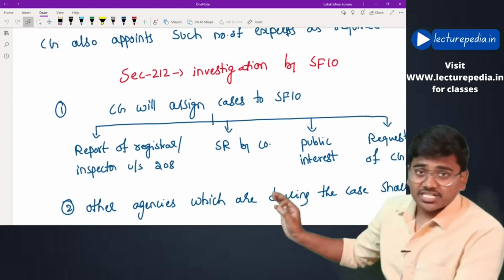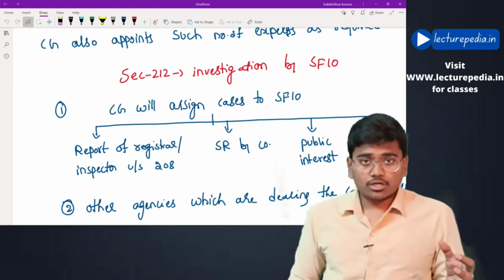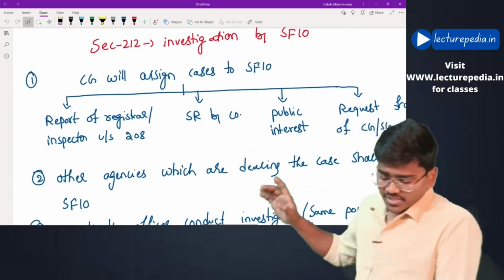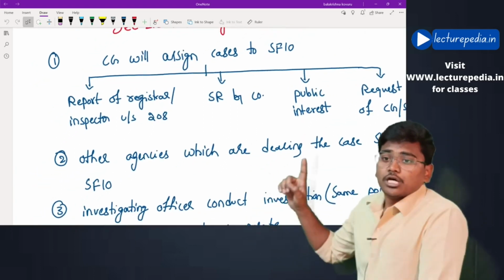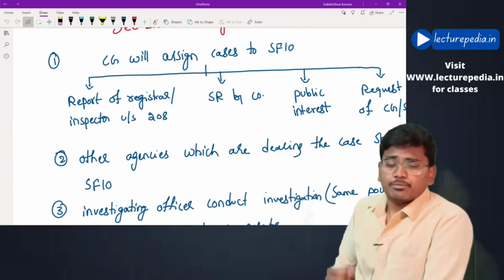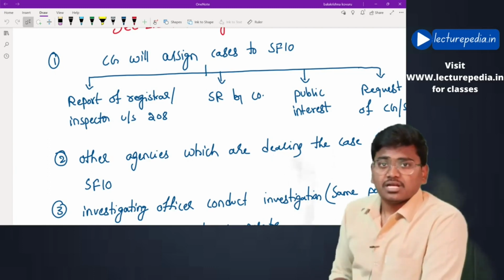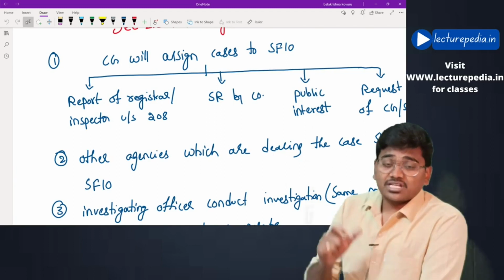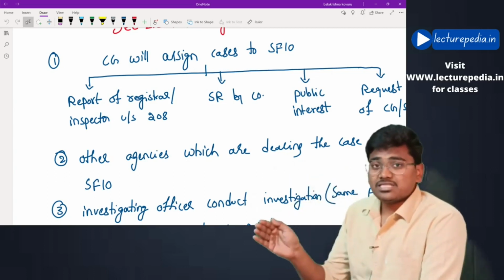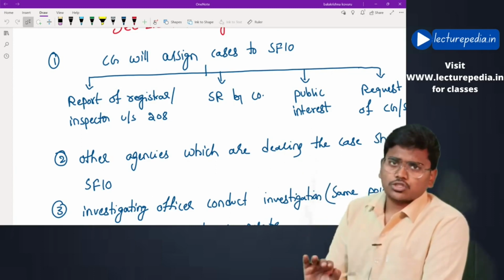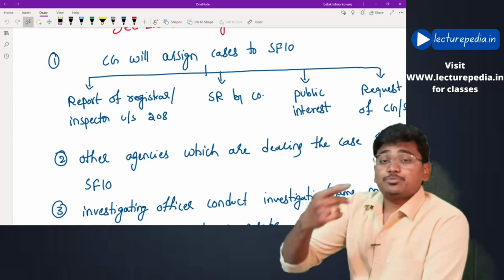Section number 212, investigation by SFIO. The investigations will be assigned by the central government to this SFIO. The grounds will be the same grounds that we have discussed in section number 210. See, report of registrar or inspector under section 208. Based on the report given by the inspector or registrar relating to inspection or inquiry, if the central government wants to conduct investigation, and such investigation is so serious, it will be assigned to the SFIO. Otherwise, if the central government feels that this is not so serious, it need not be assigned to the SFIO. In that case, central government will appoint an inspector to conduct the investigation.